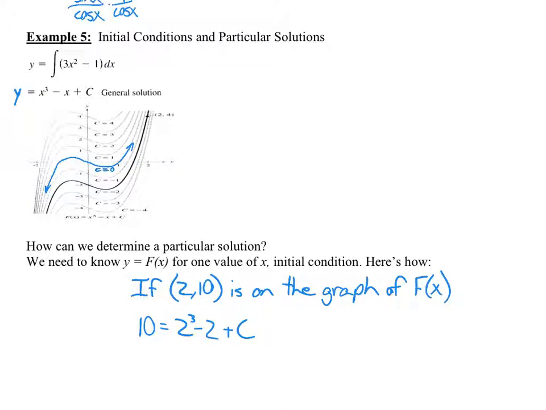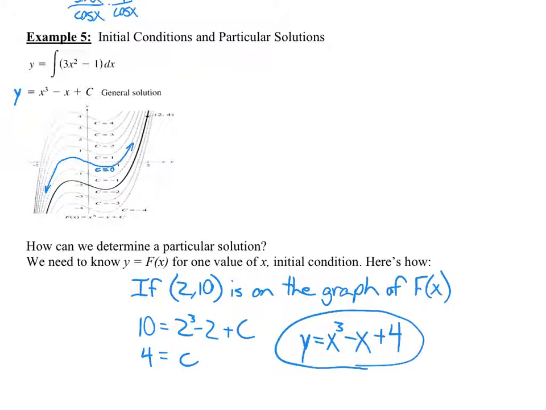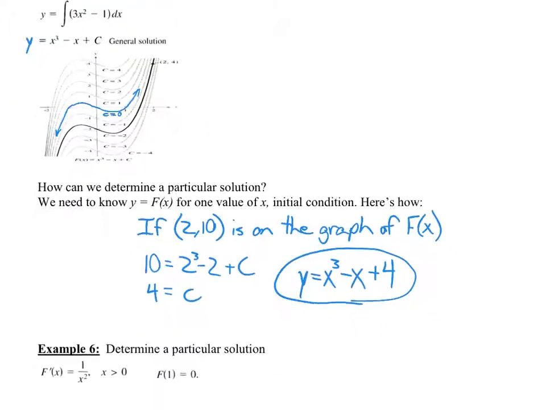All right, so 8 minus 2 is 6, 10 minus 6, that means c equals 4, so now I can say exactly what the original function is, exactly what that y is. That y is, in this case, x cubed minus x plus 4. Okay? That is the particular solution if this point is on the antiderivative. And you could do that with any of these functions if you know 1 point.